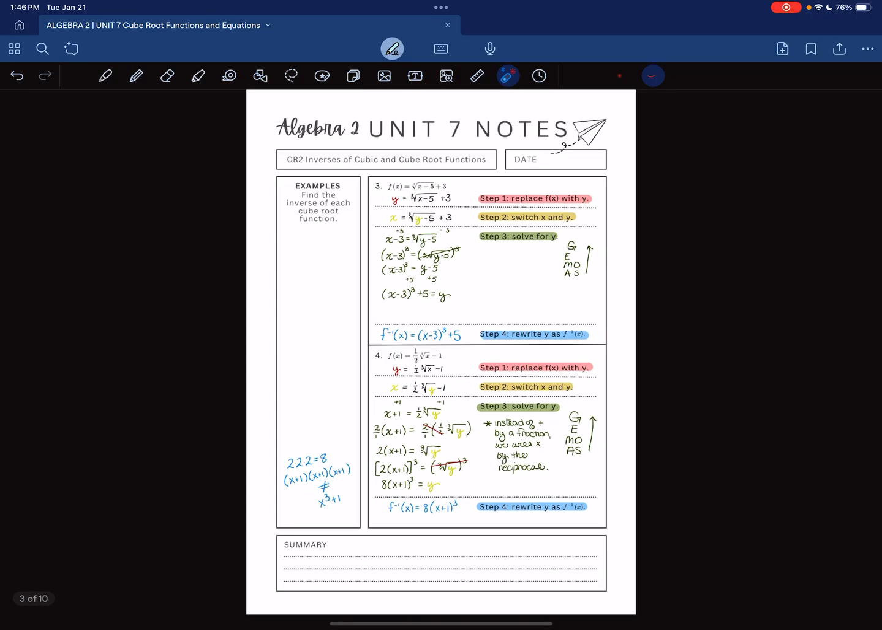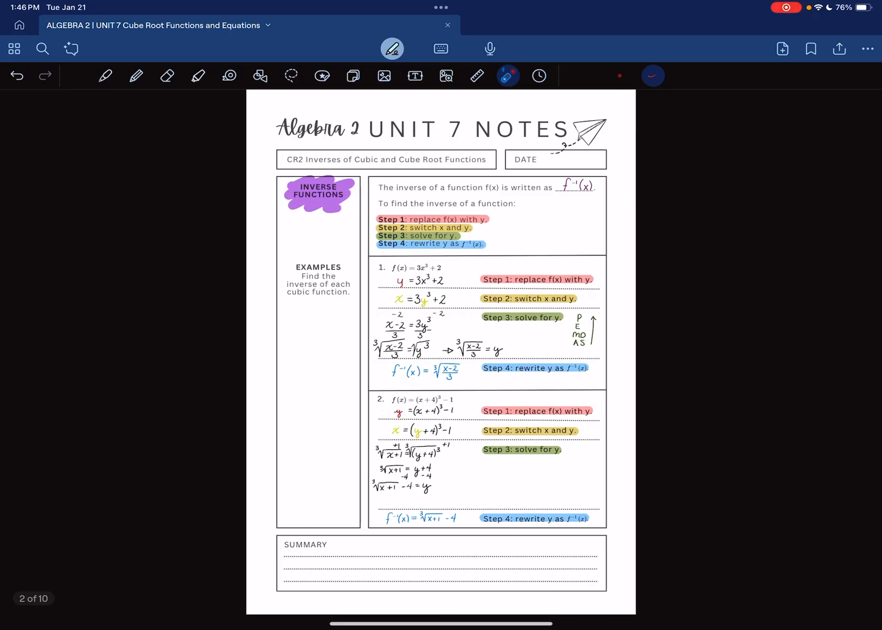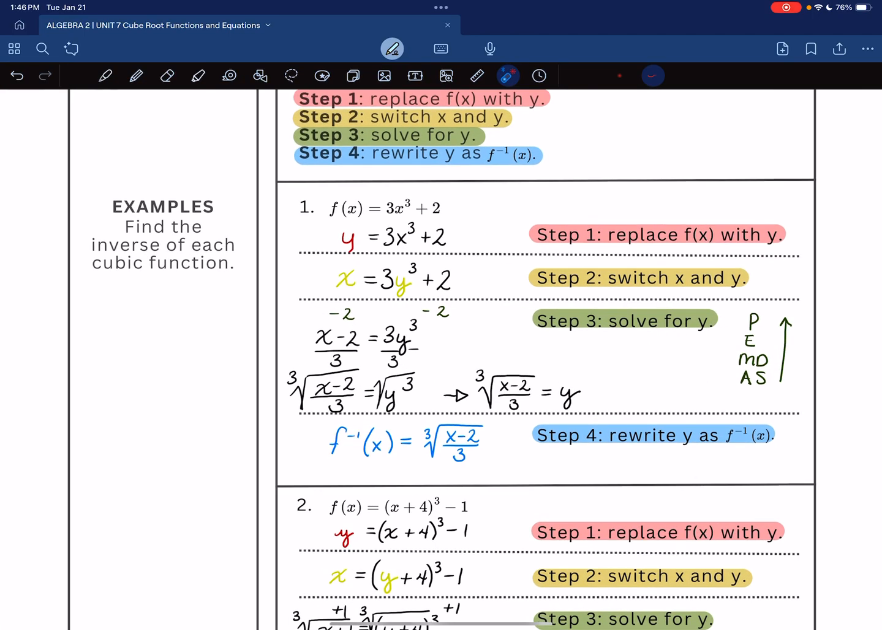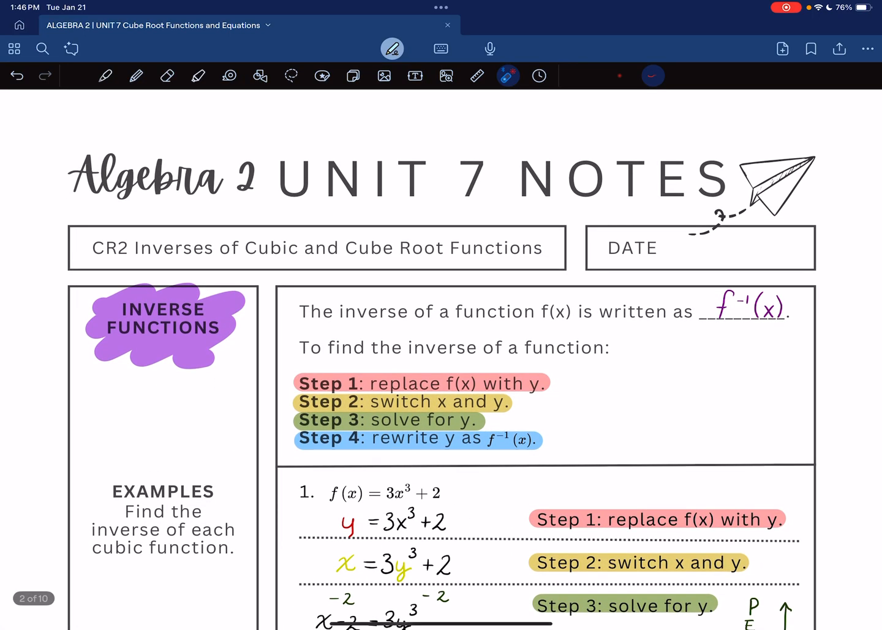So there we have it, ladies and gentlemen. That's it for this video on inverse functions, inverses of the cubic and cube root functions.